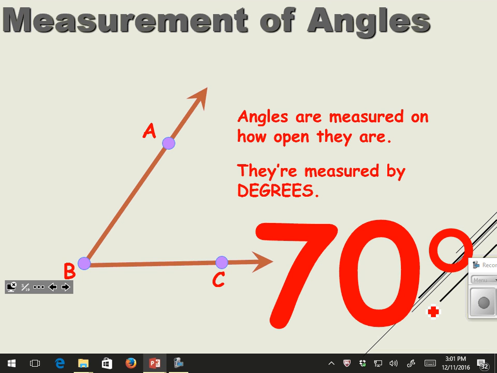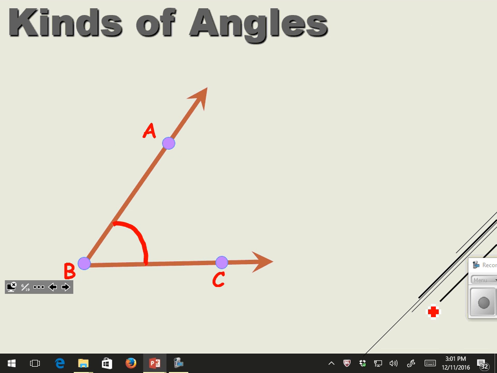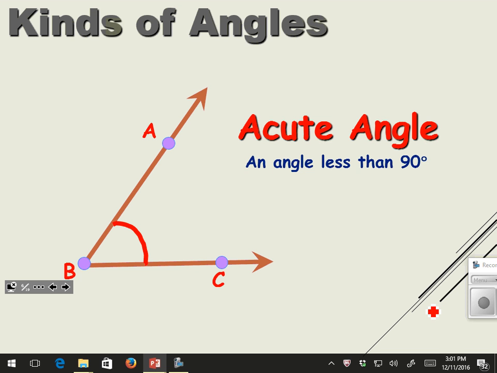Let's now go over some other vocabulary that you guys should know from last year. So, what kind of angle is this? This is an acute angle. An acute angle is an angle less than 90 degrees.